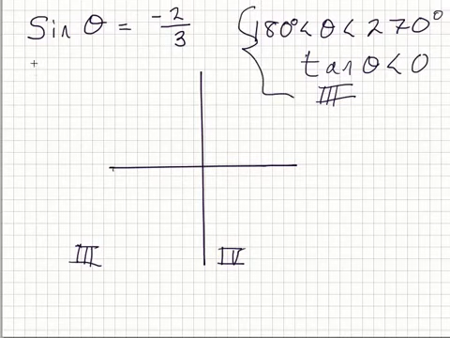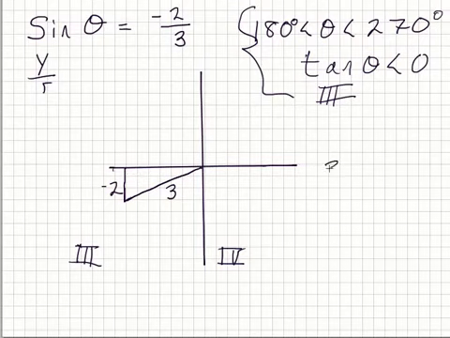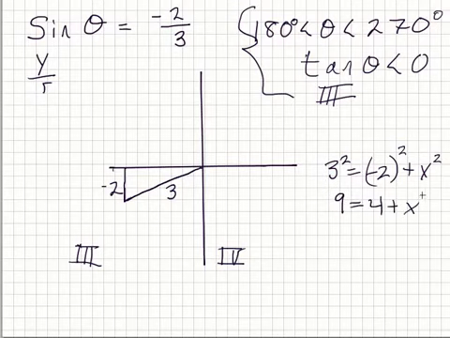Now sine, we remember, is y over r, or b over r is the way your book describes it. So if we draw an angle, the r would be the distance, that would be this hypotenuse. The y value will be the -2, and we'll have to come up with the x value. And again, this is a right triangle, so it's easy enough to do. 3 squared equals -2, the quantity squared, plus x squared. So 9 equals 4 plus x squared.